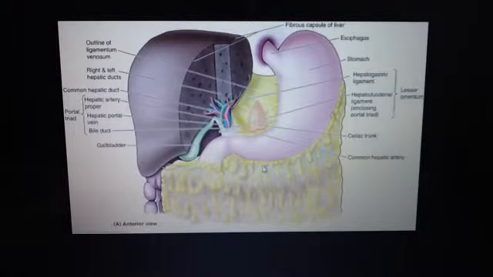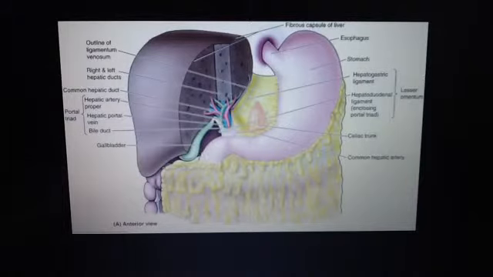So I'm going to ask a question: from looking at this picture, what encloses the portal triad? We can see the portal triad here, but what encloses it? The answer is very simple. It is the lesser omentum. Definitely not the greater omentum. And what ligaments are involved? These two ligaments are the hepatogastric ligament and the hepatoduodenal ligament, which encloses the portal triad. So we're not going to forget these, are we?